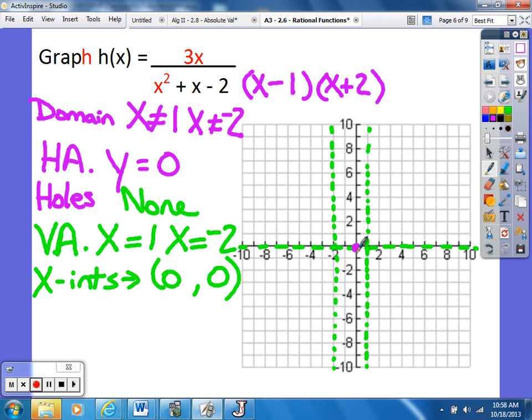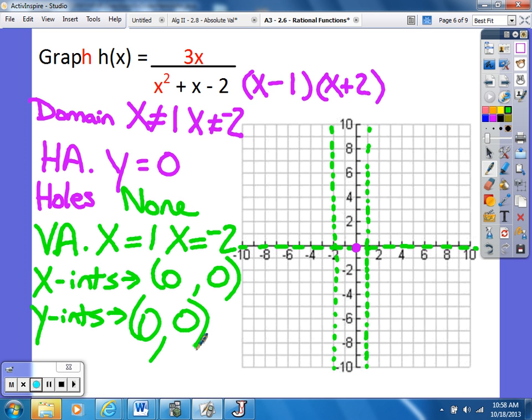Okay. Now I also need to find the y-intercept. How do I do that? Plug 0 in for x, so I'll plug 0 in. 0 over 0 plus 0 minus 2 is negative 2. Exactly. Hey, look. I already have that point on the graph, don't I? Okay. So what do I need to do to help myself out?